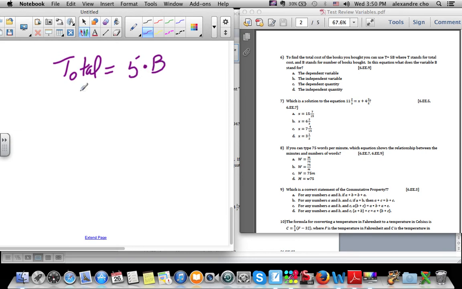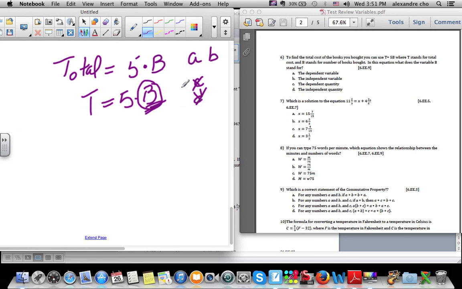So in this equation, T equals 5B, what does B stand for? Is B the dependent quantity or independent quantity? Well, B is definitely a variable, not a quantity. We don't know what it is. So it's a matter of choosing between A or B. It's definitely not C and D. So right away, C and D are gone, and your chance is a 50-50 chance. Much better than 1 in 4. Now it's 1 in 2.